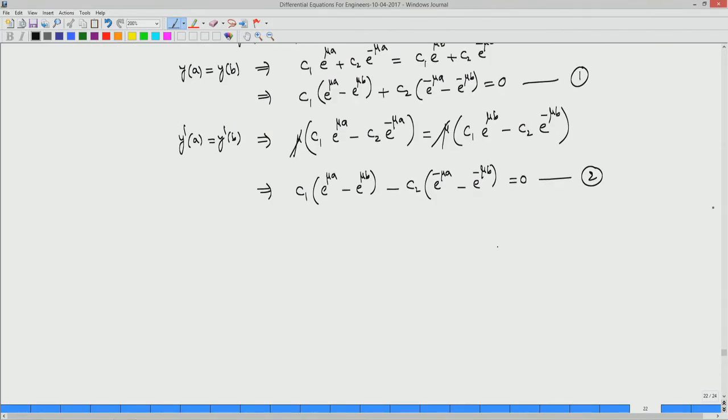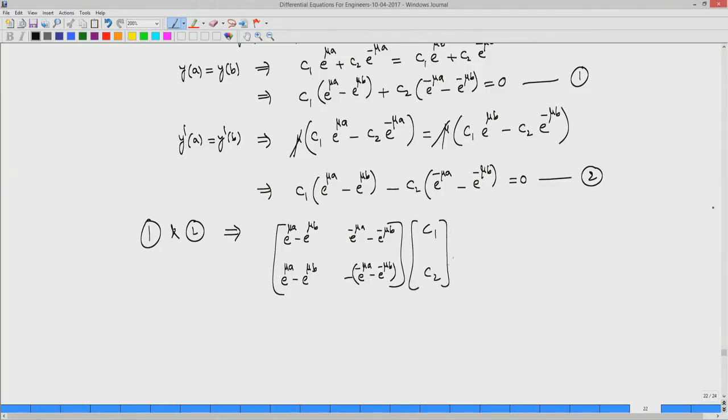If you want to have a non-zero solution, equations 1 and 2 you rewrite, and 1 and 2 actually give me a system. If you are putting it as a system, you have a matrix e power mu a minus e power mu b, e power minus mu a minus e power minus mu b. Similarly here e power mu a minus e power mu b, minus e power minus mu a minus e power minus mu b, times C1 C2 equal to 0 0. So, you want to get a non-zero solution here.